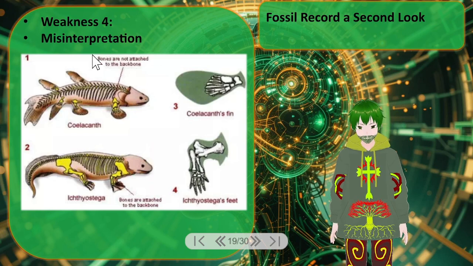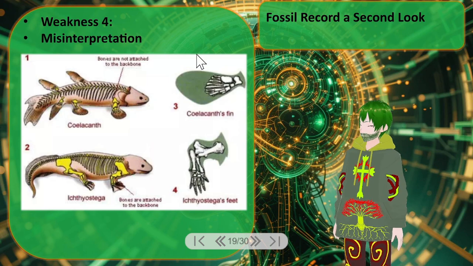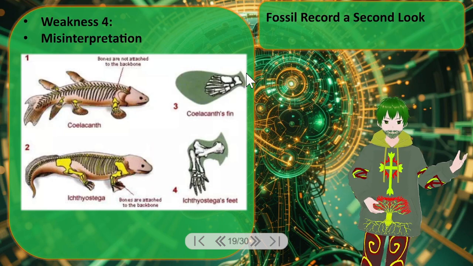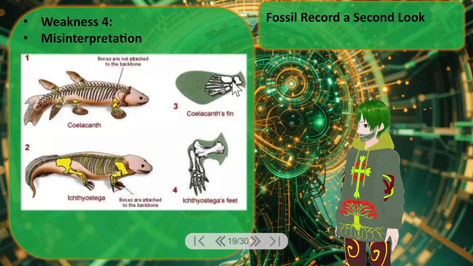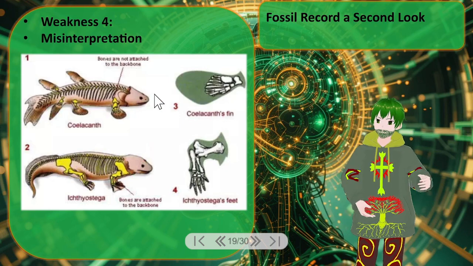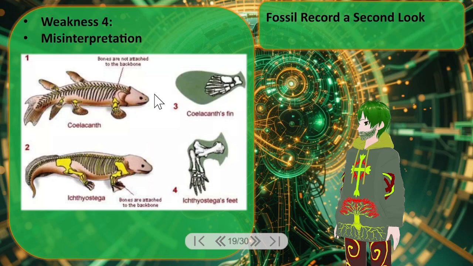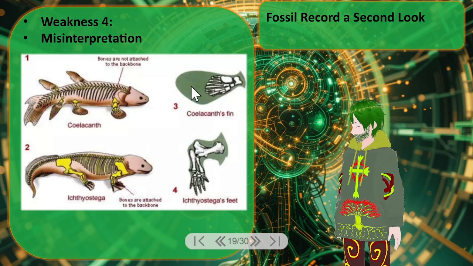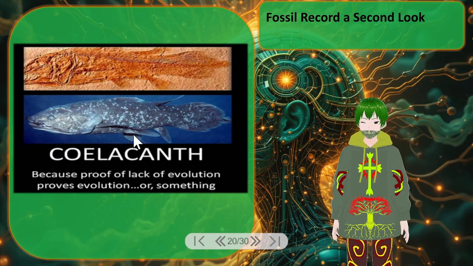Now, weakness number 4 is that it can be misinterpreted, right? The fossil record can just be misinterpreted. And the example that I have from my personal childhood is that when I was in grade school, the Coelacanth was thought to be a precursor fish that went from water to land. It had these big lobed fins that it was thought it used to kind of walk on land like a mudskipper, okay?